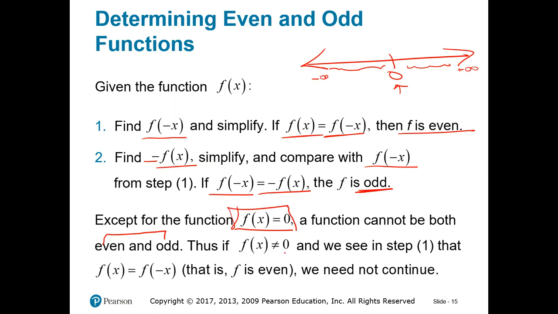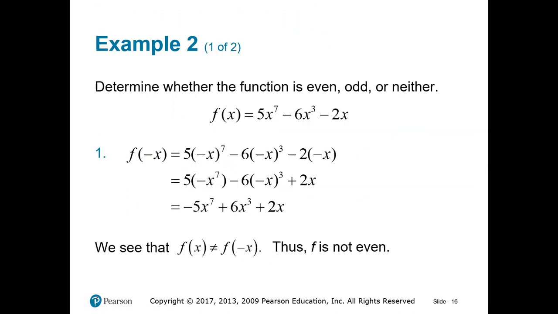Now, if f of x does not equal 0, we see in step 1 that if f of x is equal to f of negative x, then f is even. Otherwise we need not conclude. So let's do this. Let's determine if it's even, odd, or neither. We are given f of x is equal to 5x raised to the 7th minus 6x cubed minus 2x, and we're going to determine if it's even, odd, or neither.